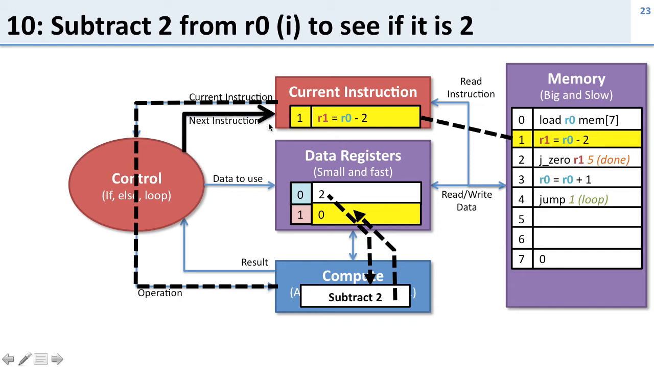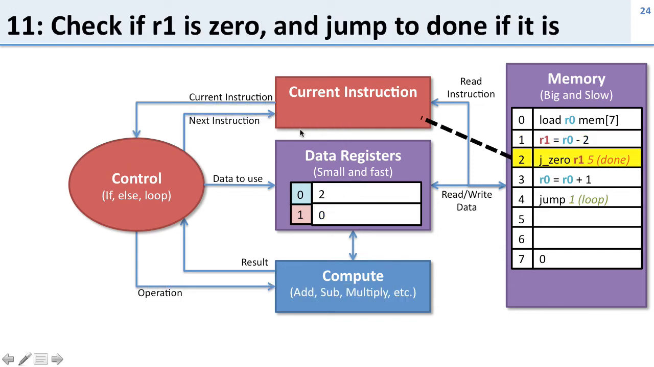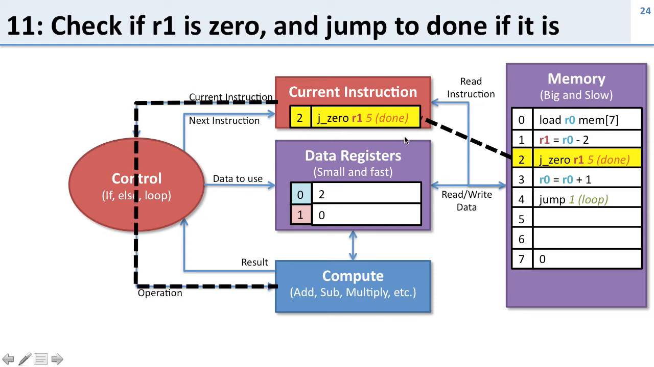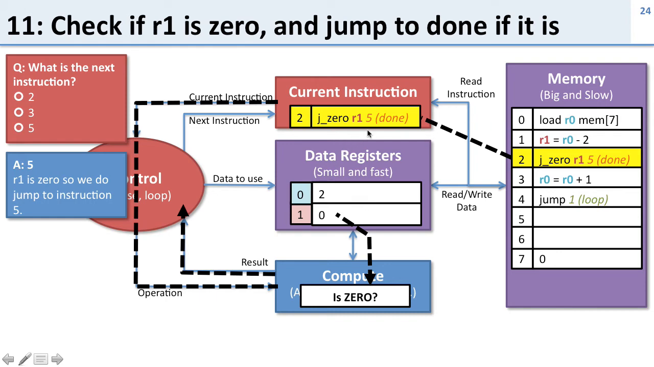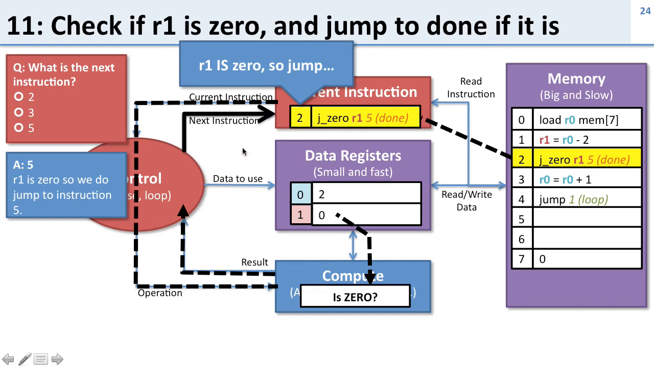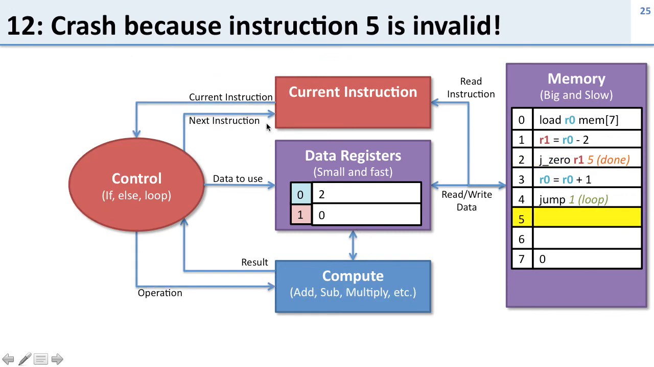We go on to the next instruction, which is going to be instruction 2. We load that. Now instruction 2 says jump if R1 is 0, and it's going to jump to instruction 5. So we tell the control to do is it 0, it's going to look at register 1, and it's going to send the result back. So what's the next instruction this time? Well, this time R1 is 0, so we're going to do the jump that's specified here. We're going to jump to instruction 5. So we see that R1 is 0, the next instruction is now going to go to instruction 5.